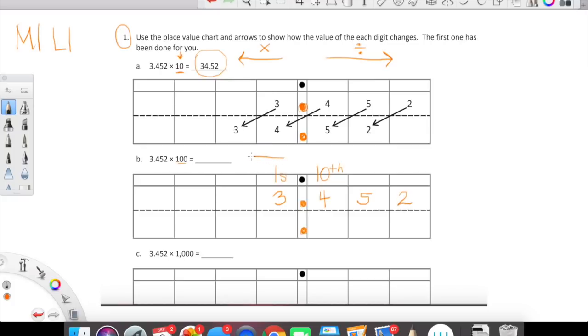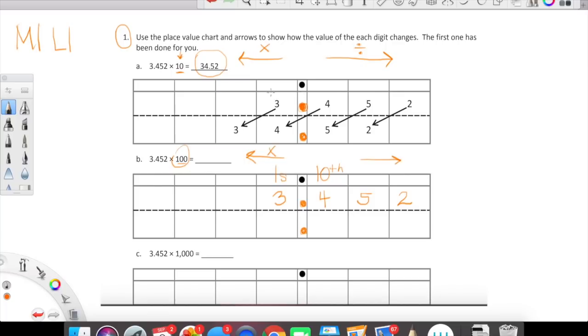So are the digits going to shift to the left? Or are the digits going to shift to the right? Will this number get larger when we multiply by 100? Or will it get smaller? Yes, thank you, Violet. It's going to get larger. The digits are going to shift to the left because we're making more copies. We're making 100 copies of this number. So the digits are going to shift to the left. How many place values or how many columns are each of these digits going to shift?